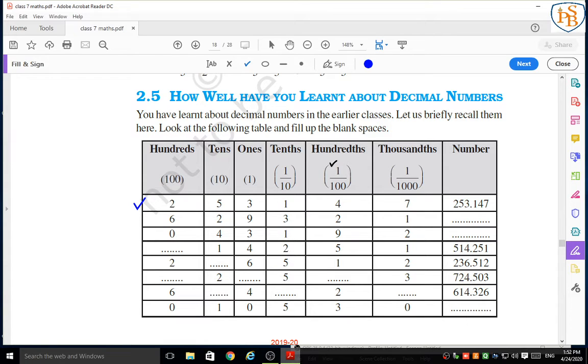Now we are going to solve the second question. Look at here, at the hundreds place there is a 6, at the tens place there is a 2, at the ones place there is a 9, then there is a point, so I will put the point here. At the tenths place there is a 3, then at the hundredths place there is a 2, at the thousandths place there is a 1. So my number is 629.321. Do you get this, dear students?